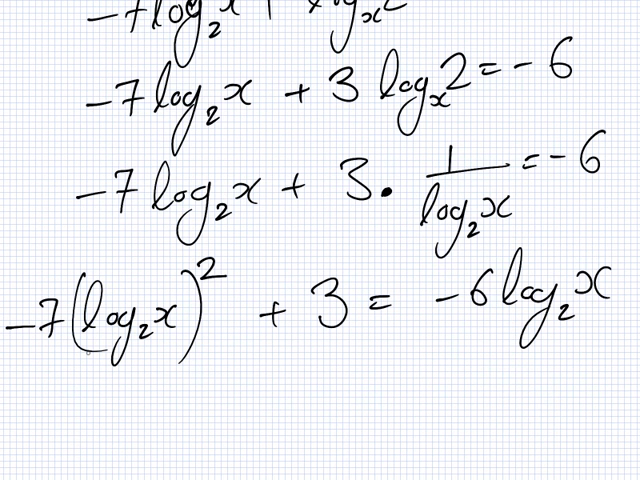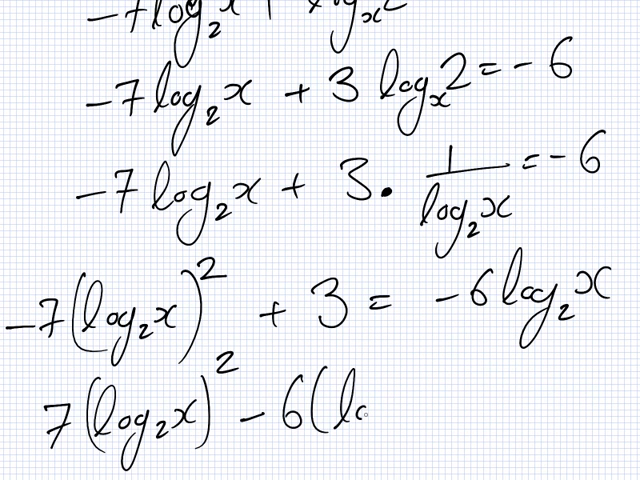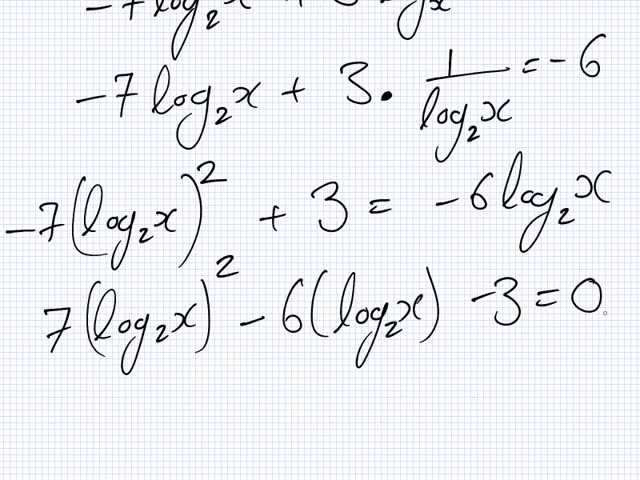Okay, what can I do next? It's looking like a quadratic, isn't it? So I think I'll bring everything to the right. So I get 7 log 2x squared minus 6 log 2x minus 3 equals 0. Now I don't think this has factors. I took everything to the right, so this becomes plus, minus, and still minus, yeah.